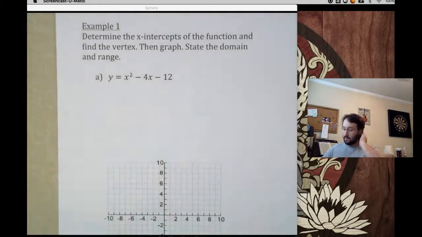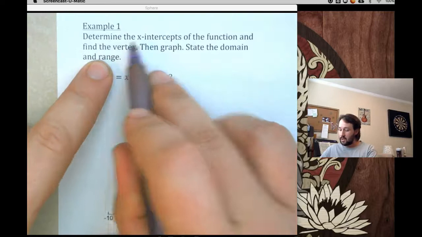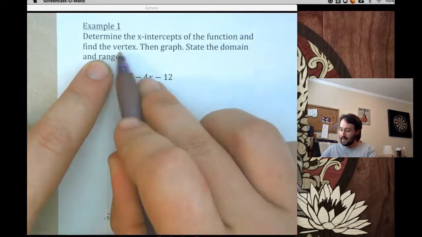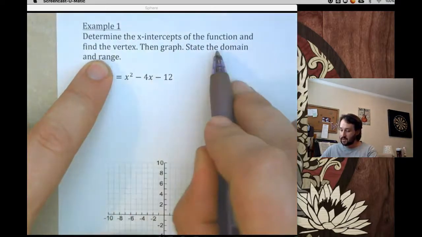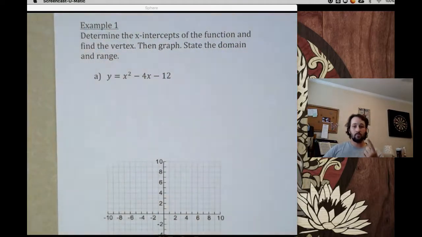All right, but moving forward. We're only doing 3 examples, so it should be a pretty short video. Determine the x-intercepts of the function and find the vertex. Then graph, state the domain and range. To find the vertex, you could complete the square if you wanted to and put it in vertex form. There's nothing wrong with that.